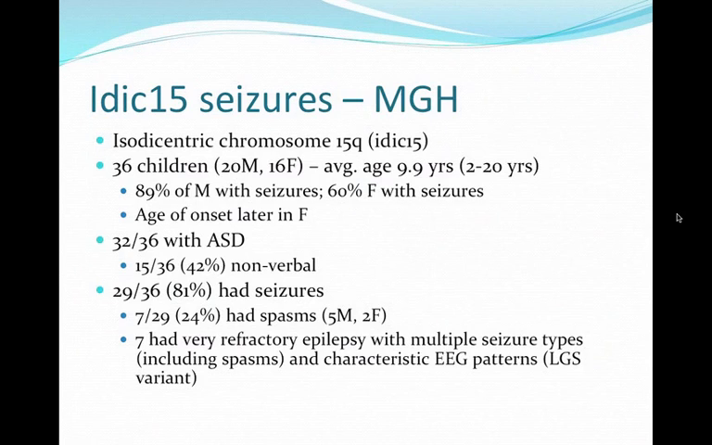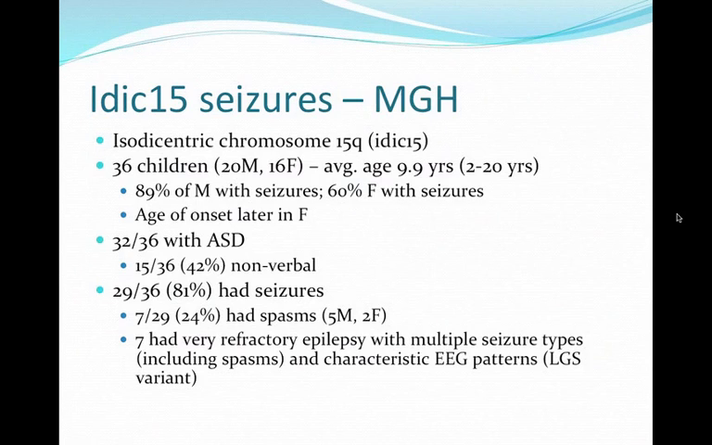it's a little harder in boys, we don't know. In this small population, it was a little bit more, and the onset was earlier. So usually earlier onset means more difficult to control seizures. So it'll be interesting to see over time if that bears out, or if it's just one of those rare things where that's how these kids were, but then in the next 60 we'll see that the girls have it a little bit harder. 32 out of 36 had some sort of autistic spectrum disorder, with 42% being nonverbal.